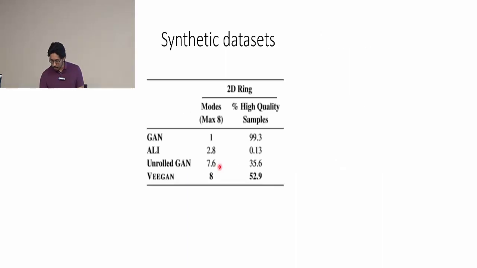Okay, yes, good. So here are the results for that 2D ring I just showed you. For modes, it's taking the total number of modes that the network was able to recognize. VEEGAN did the best, it recognized all 8 modes. For high quality samples, the way they're calculating that is that if a sample is within 3 standard deviations of the nearest mode, it marks it as a high quality sample. And once again, VEEGAN did significantly better than these two, but not as well as the normal GAN.